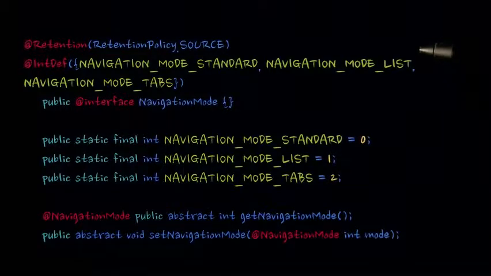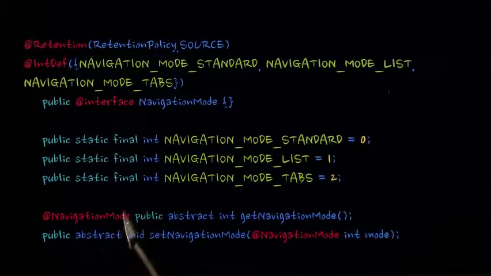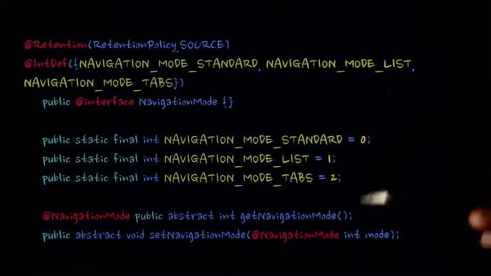The IDE will now flag cases where we try to return a value not in this set from getNavigationMode, or pass an integer not from this set into the setNavigationMode method.